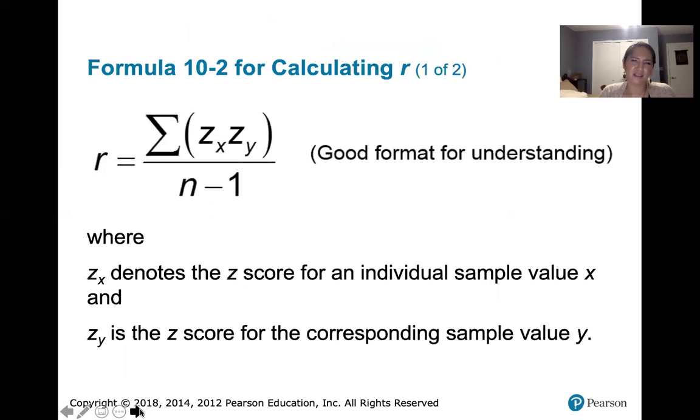So this is the formula that we just looked at. This is a good formula for understanding. It says, take the number of standard deviations each x value is above or below the mean. That's its corresponding z-score. Do the same thing with the y values. Multiply those together, add them, and then divide by the sample size minus 1. That is one way you can measure the strength of the linear correlation between the x values and the y values.